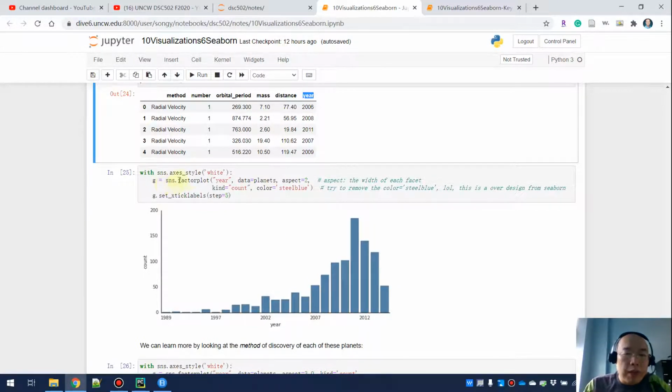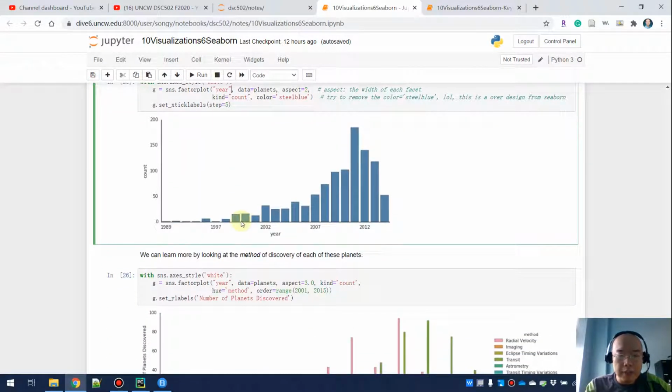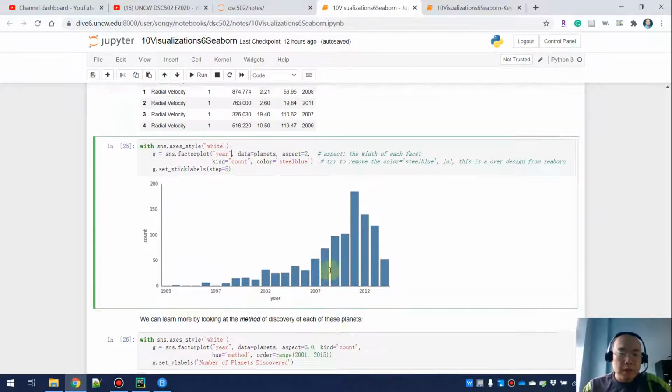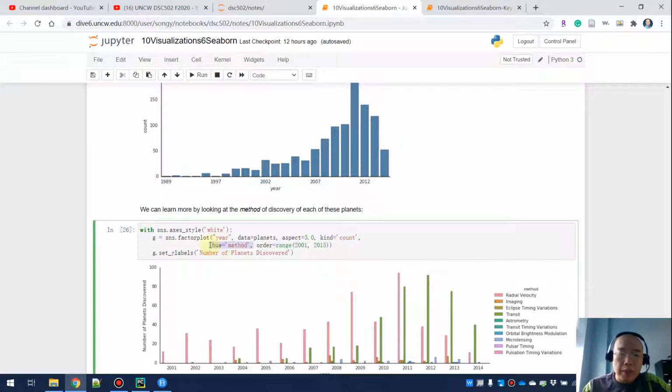So we are doing a factor plot, and we are using the year as the x-axis, and the data set is the planet, and the kind. Now we are using the kind as a count because we are counting how many records we have. So we are counting the number of records we have, based on the year. Okay, and then we have this version, and after that we can do something even fancier, and we want to use the hue as the method.